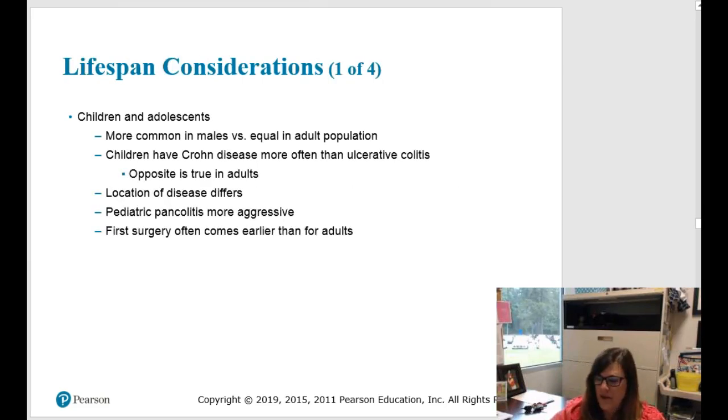Okay, so it's more common in males than in females as children and adolescents, and children have Crohn's disease more often than ulcerative colitis. Again, Crohn's starts with the C, so that's how I remember that it happens mostly with children. The opposite is true in adults. More adults have ulcerative colitis than Crohn's, and really where they have it differs.